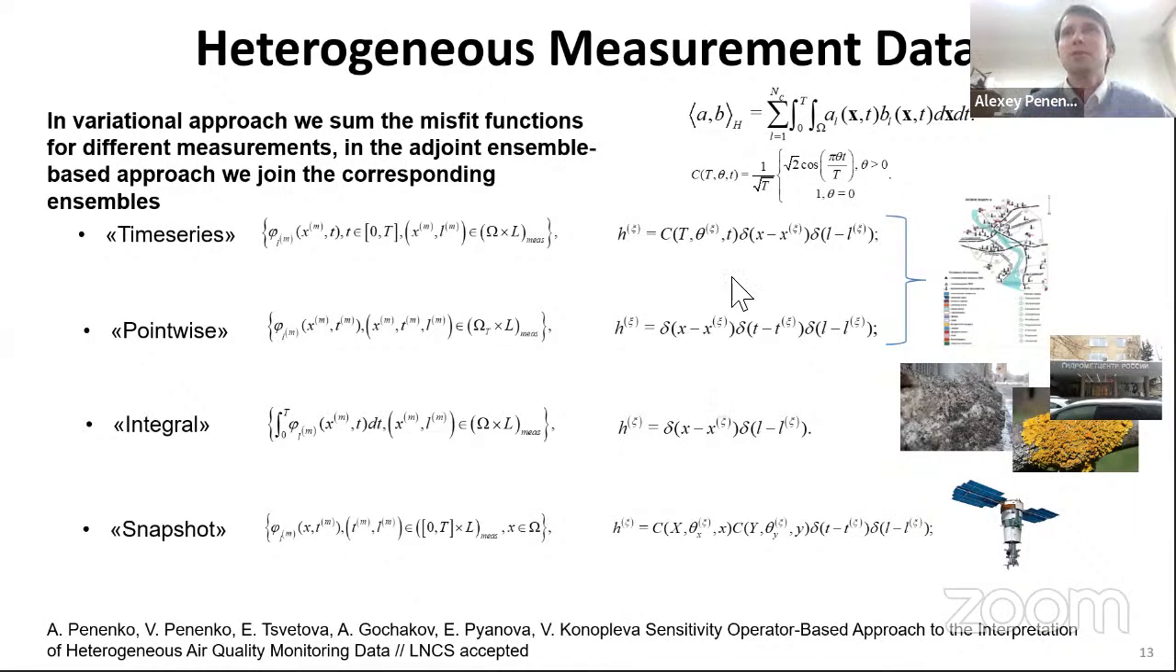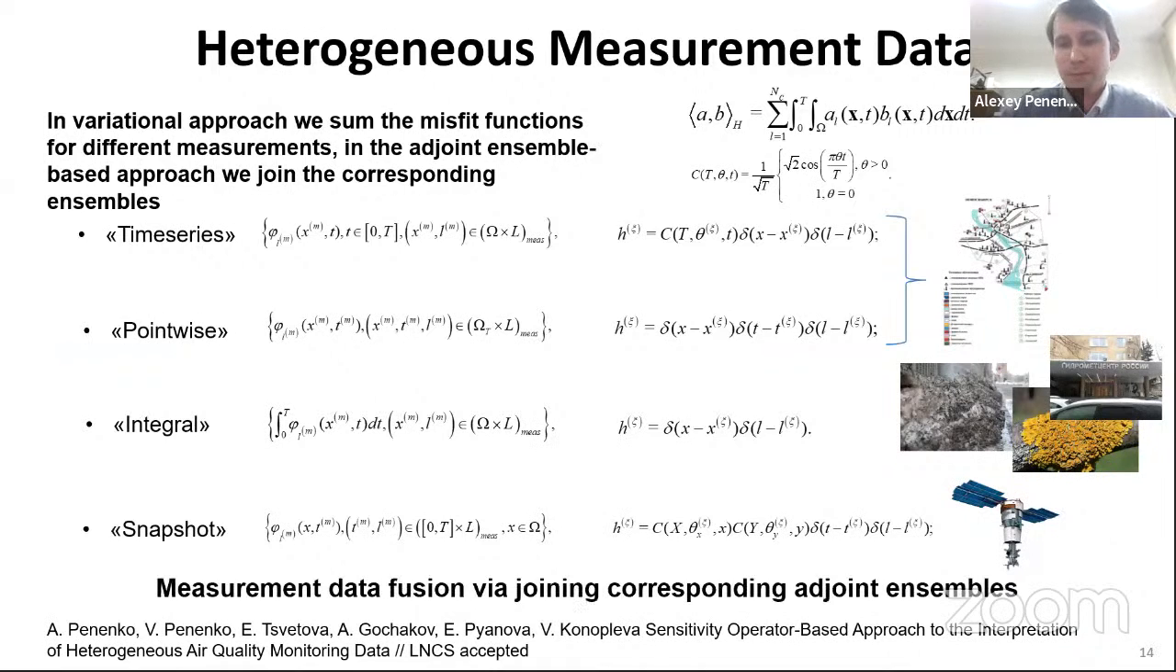you have pointwise measurements with the corresponding projection functions. Integrals are something like snow measurements or bio measurements, and so on. And of course, picture-type snapshot measurements are also defined by their projection function set. And in order to fuse different data types, we simply have to join the corresponding adjoint ensembles.